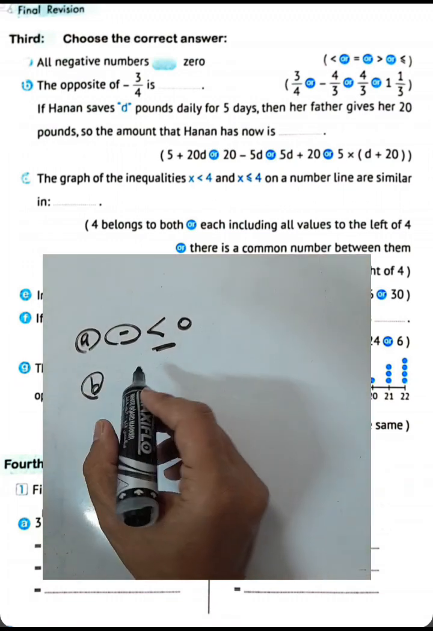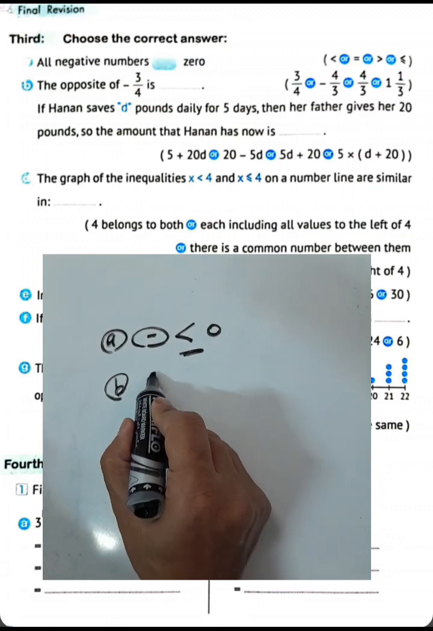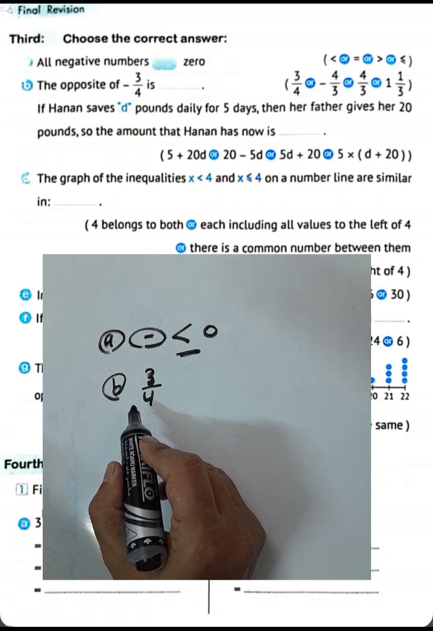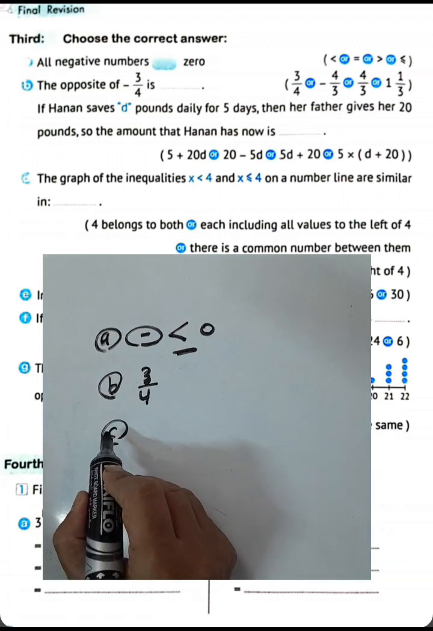Question letter B. The opposite of negative 3 over 4 will be 3 over 4. For the opposite of this number, change the sign. Okay, question letter C.